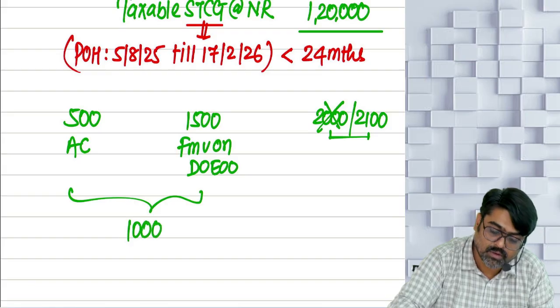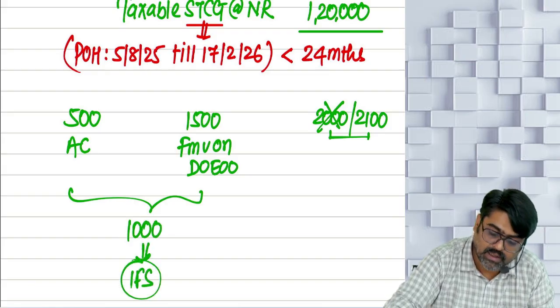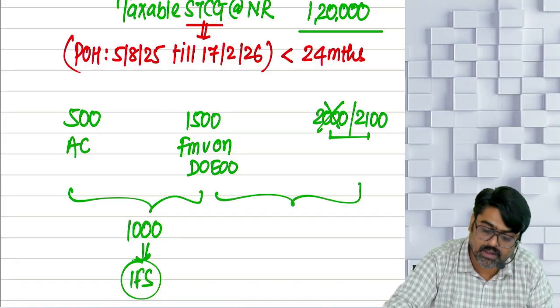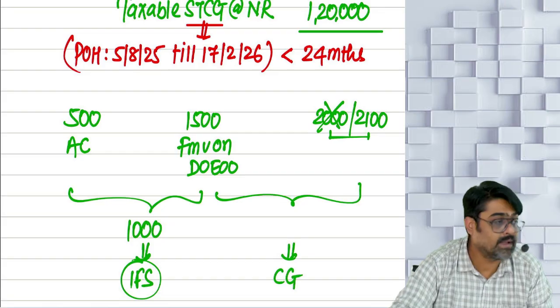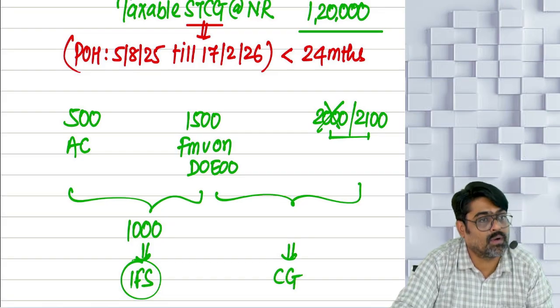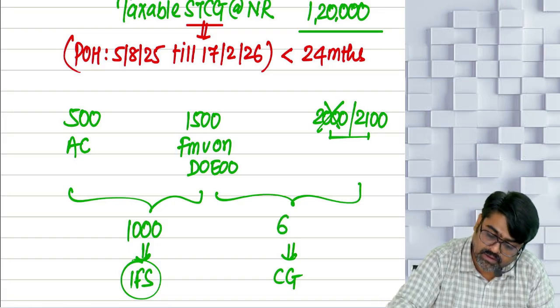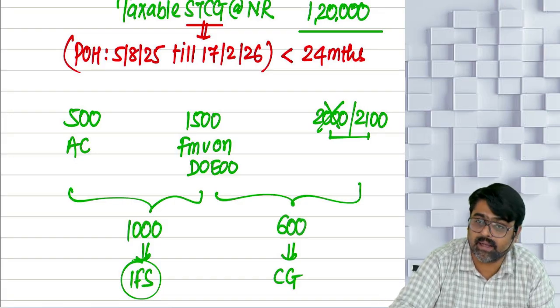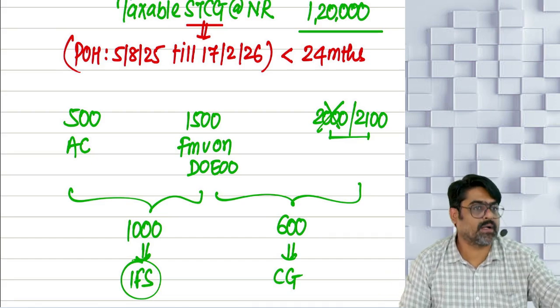1000. Which is already taxed under the head income from salary. So now the gain from here to here only should be taxable under the head capital gain. So what is that gain? 600 rupees. Understanding? So total gain is how much? 1600.